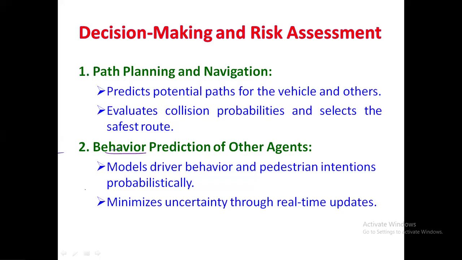Probabilistic models such as Bayesian networks and inverse reinforcement learning allow the vehicle to estimate the likelihood of different actions based on observed behaviors. For example, the vehicle can predict whether a pedestrian is likely to cross the street or whether another driver might change lanes. By continuously updating predictions based on real-time observation, the vehicle minimizes uncertainty and improves safety in dynamic traffic scenarios.